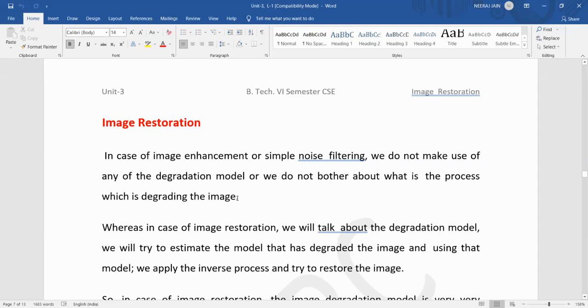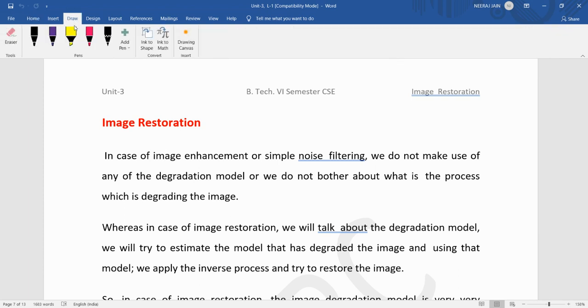Okay, dear students, welcome to all of you. Today we are discussing the image restoration technique. That is chapter number 3 in the DIP.